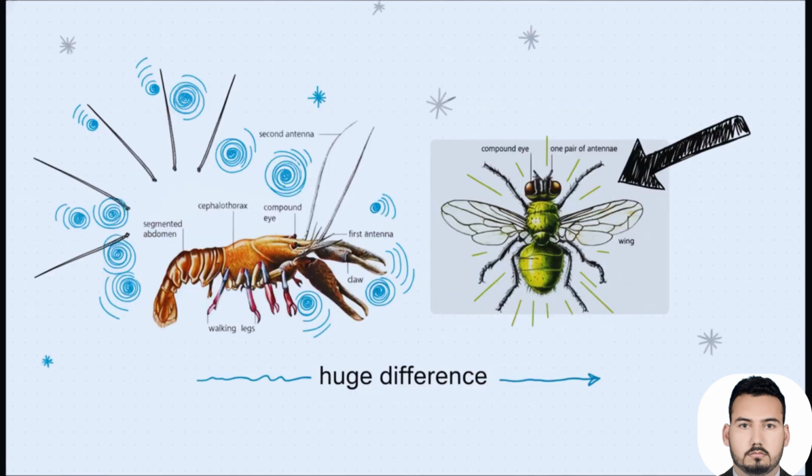And here is another dead giveaway. Just check out the antenna. The crustacean on the left is rocking two full pairs, which it uses to feel and taste its way through the world. But the insect on the right, it only has one pair. It's a small detail, but it makes a huge difference when you're trying to figure out what you're looking at.